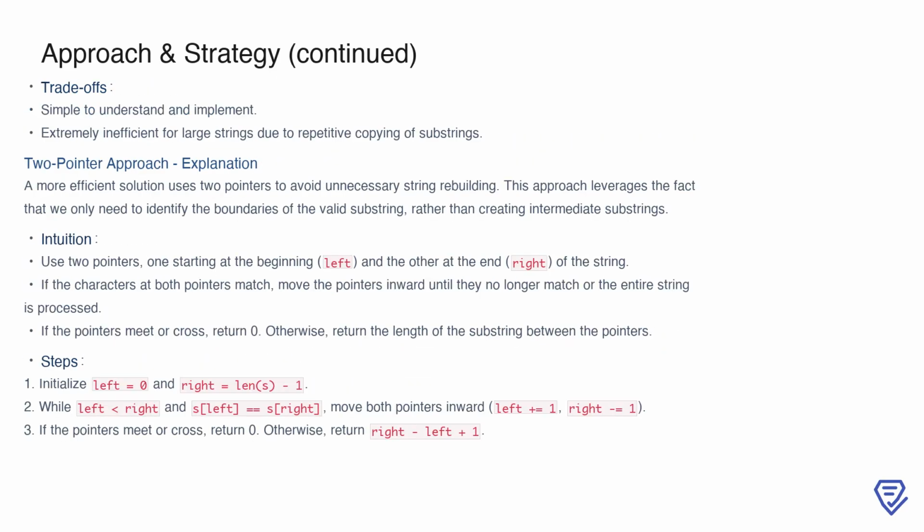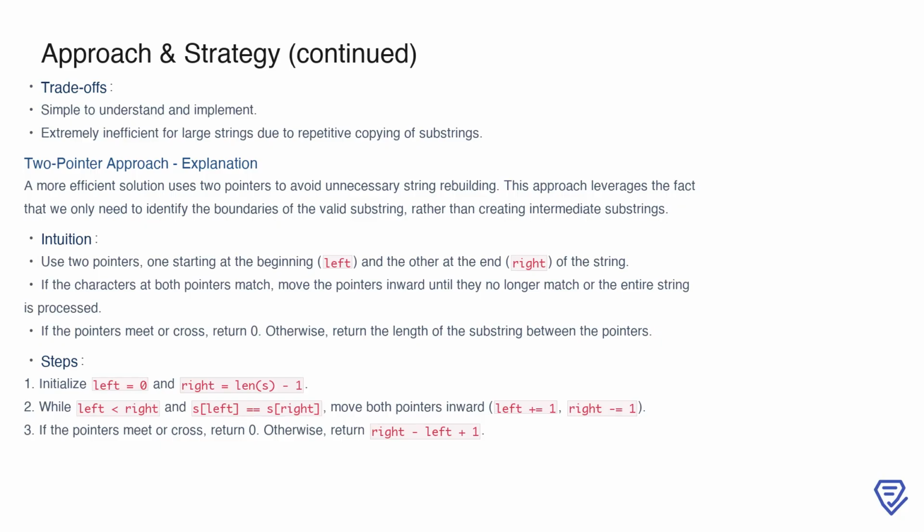The brute force approach, though simple, has significant trade-offs. It's intuitive and easy to implement, but it becomes extremely inefficient for large inputs because of the repetitive copying of substrings. A better alternative is the two-pointer approach, which is much more efficient. Instead of repeatedly creating new substrings, this method uses two pointers to determine the boundaries of the valid substring.